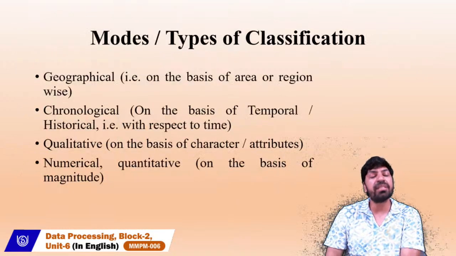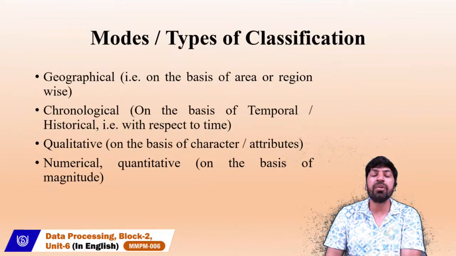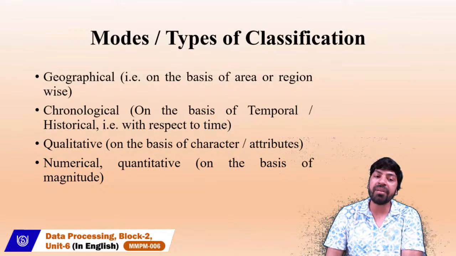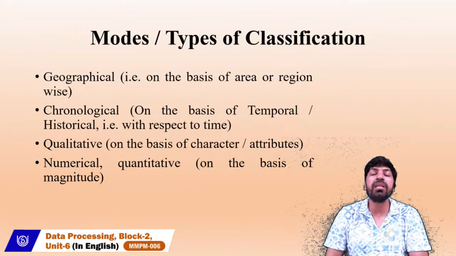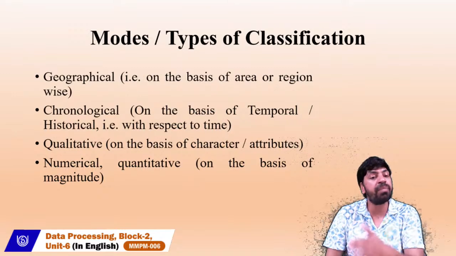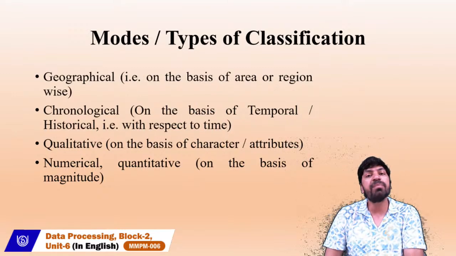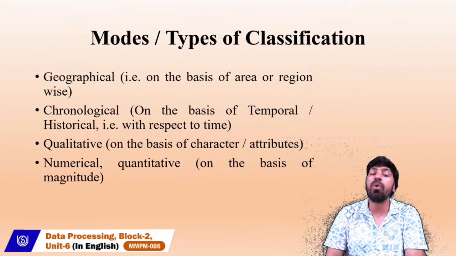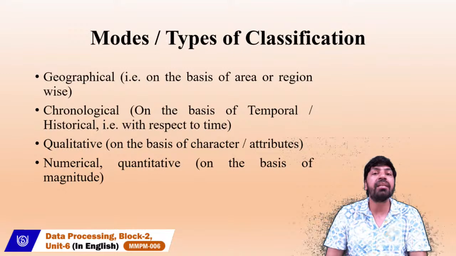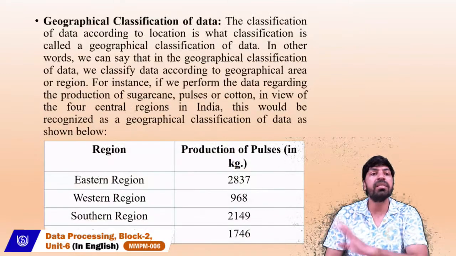Modes and types of classification: geographical, chronological, qualitative, numerical. Geographical is based on area and region, chronological is based on the temporal, historical time period, qualitative is based on character or attributes, and numerical, that is quantitative, is based on magnitude. So this is an example.